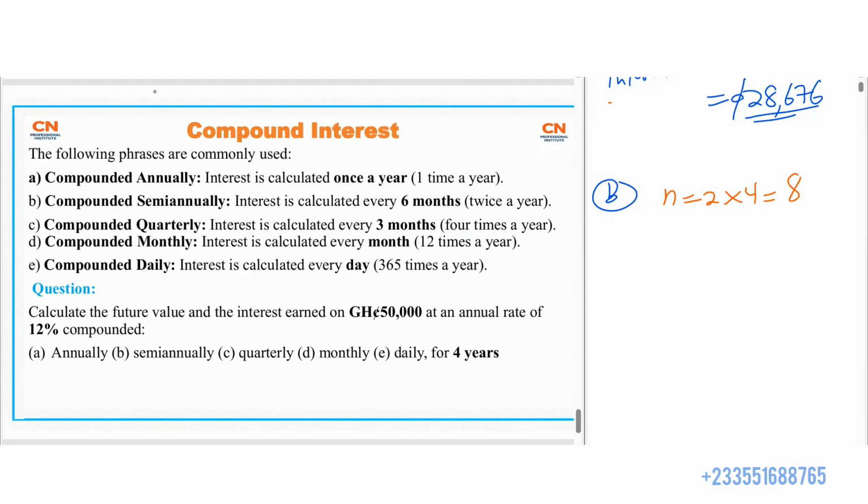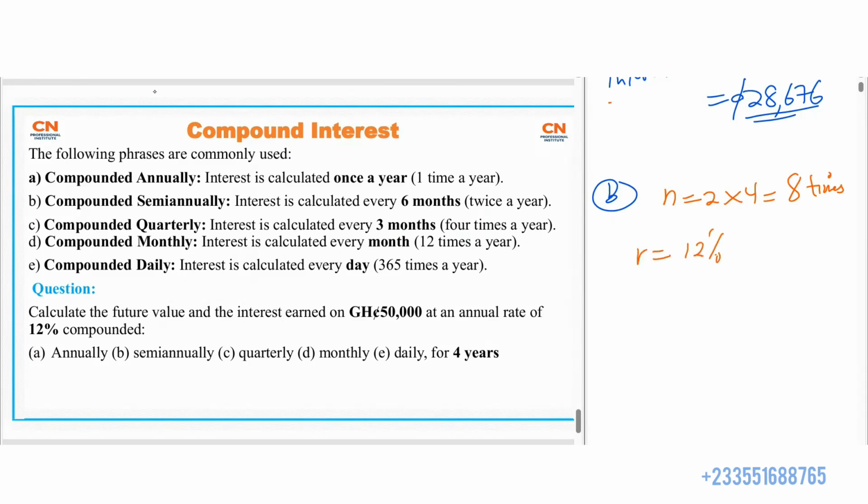Okay, here we are going to have what? It will compound 8 times, as we said, right? Because it's compounding semi-annually, meaning it's compounding every 6 months, meaning every 1 year it will compound twice. So if in a year it compounds twice, then in 4 years it will compound what? 8 times.